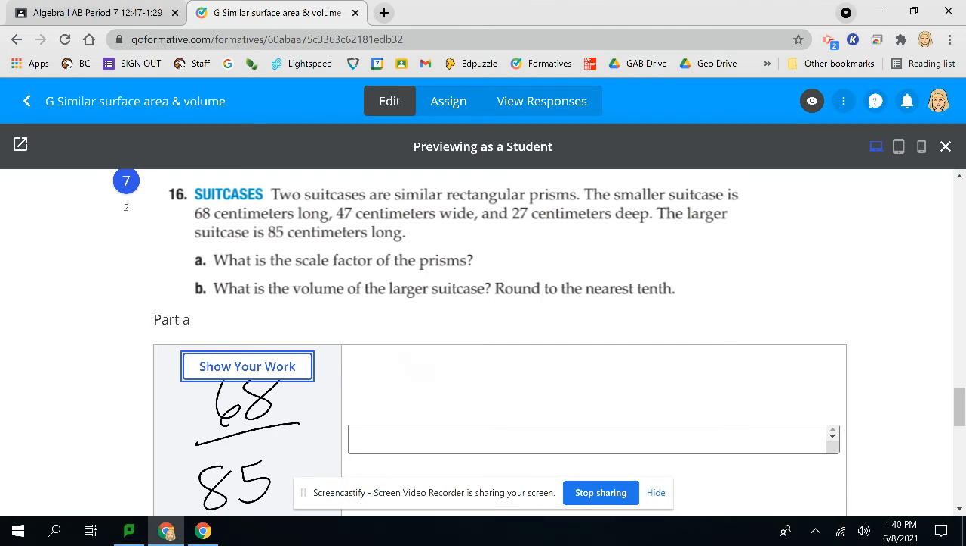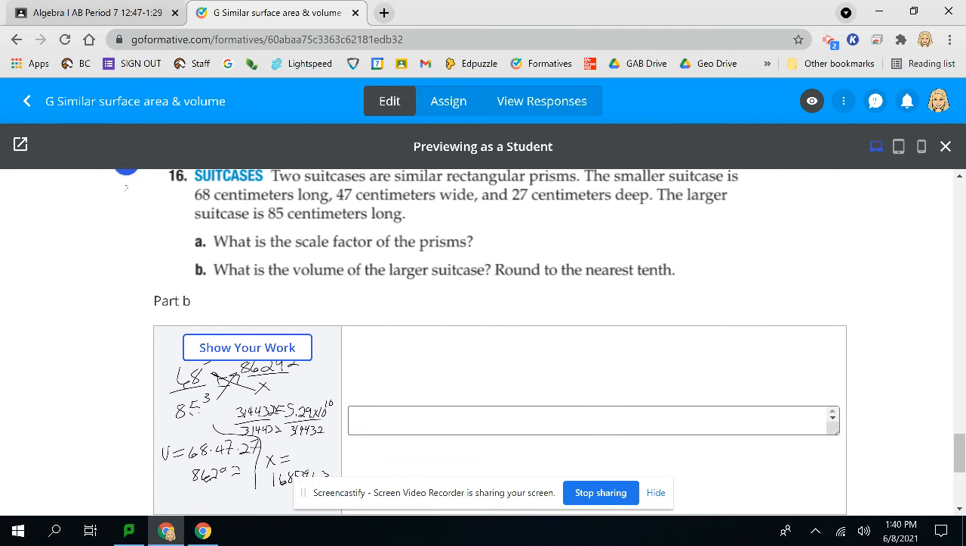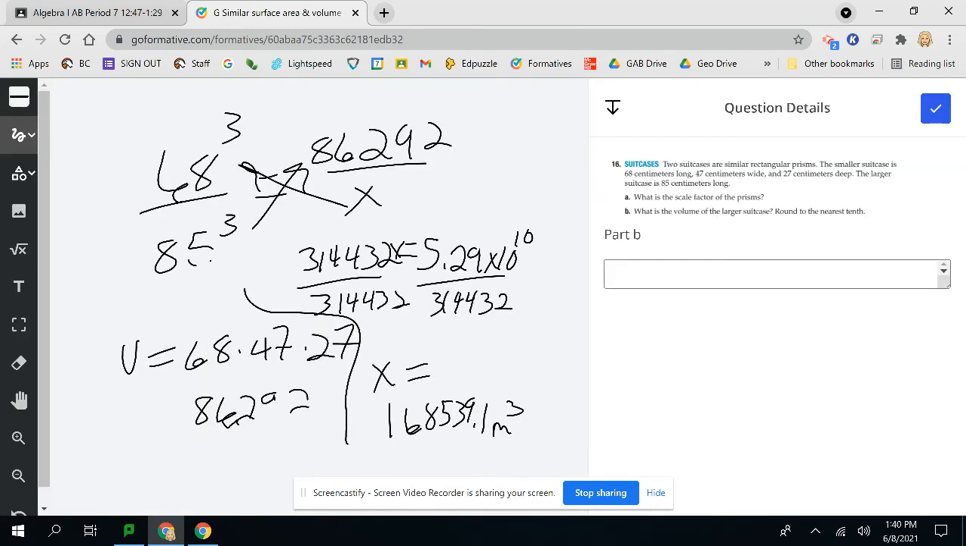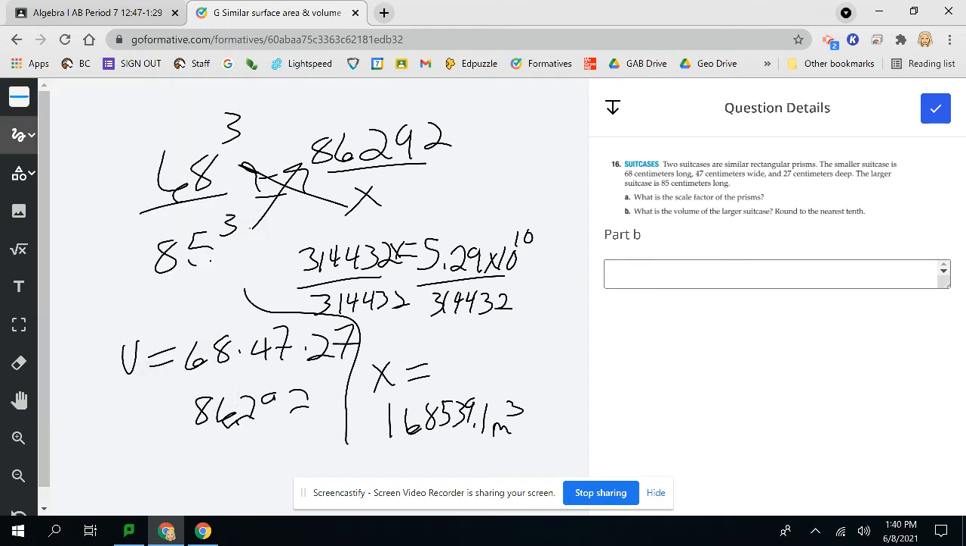For part B, we need to use that to find the volume of the larger suitcase. So the first thing I did for part B is down here, and that's that I need to find the volume of the small. So the volume of the small, I did 68 times 47 times 27, which gave me 86,292, which that didn't show up very well.